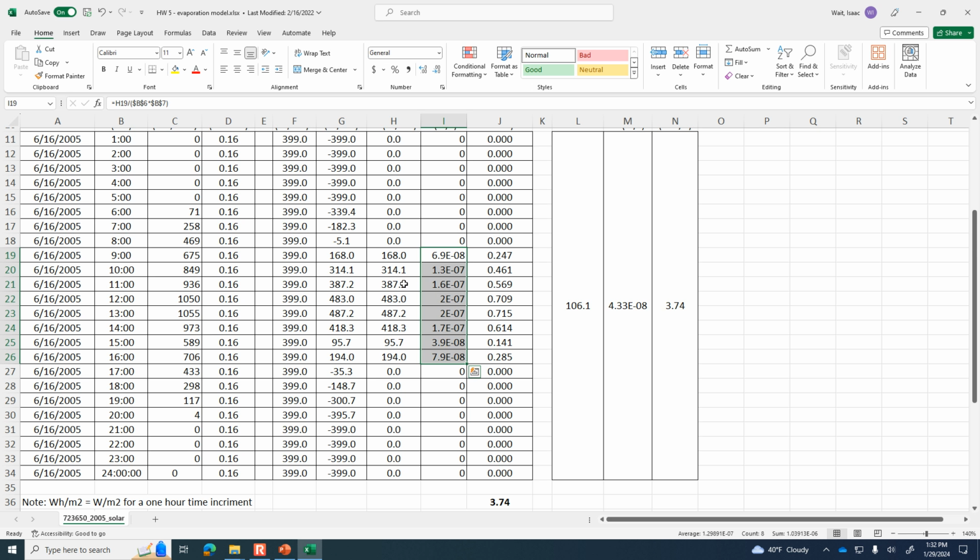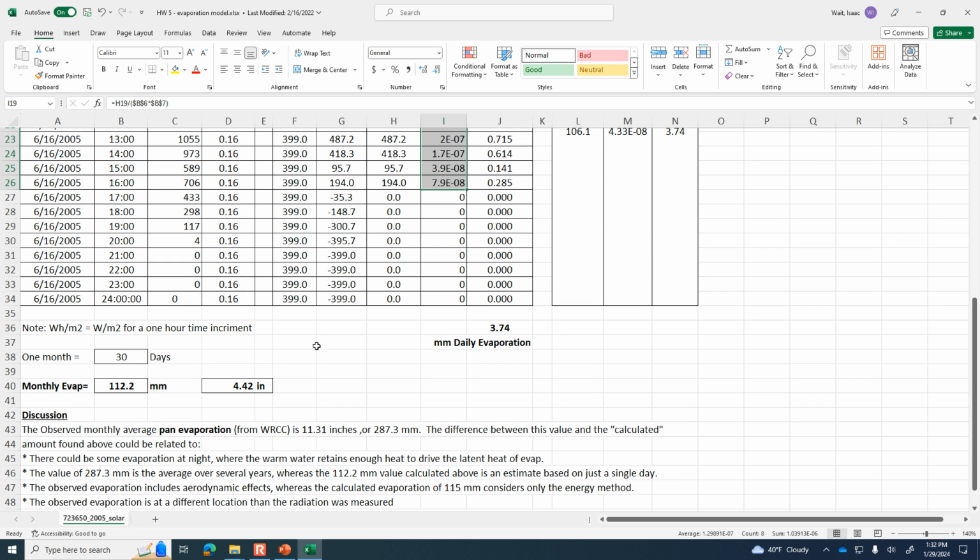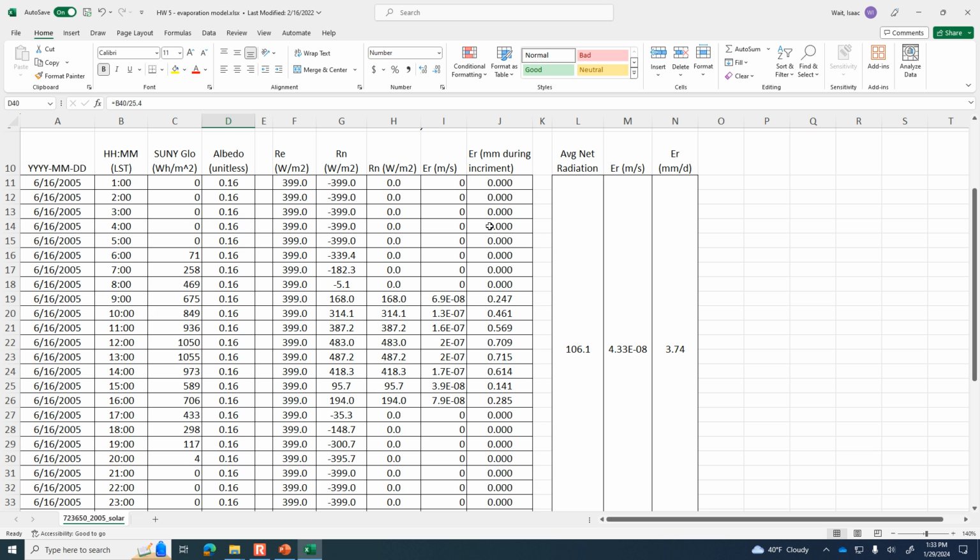Now, why was it so different? Because if you look it up off of the table, it was saying that the monthly evaporation was, what, 11.2 inches? And this model says it's only going to be about 4.4 inches. That's because this model is ignoring the fact that it's really low humidity. It's ignoring the fact that there is evaporation at night. This is saying that there's only evaporation during the day.